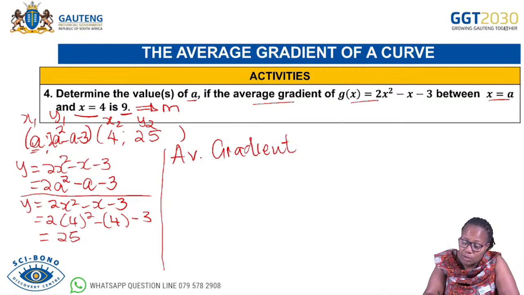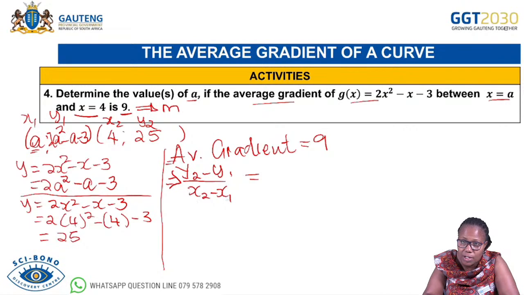And then this is equals to the y2 minus y1 over x2 minus x1. But remember now, this average gradient is given to us as being how much? Equals to 9. So whatever we are doing here, we have substituted the equation of the average gradient, which is y2 minus y1 over x2 minus x1. This will still be equal to 9 because the average gradient of that function is equal to 9.